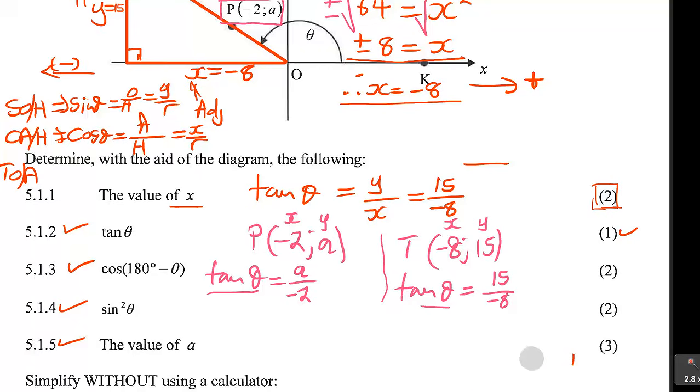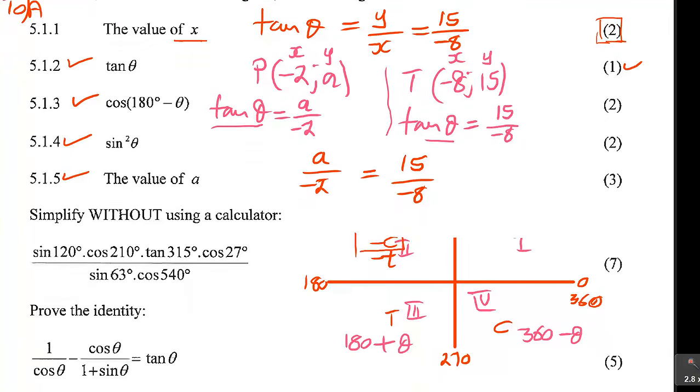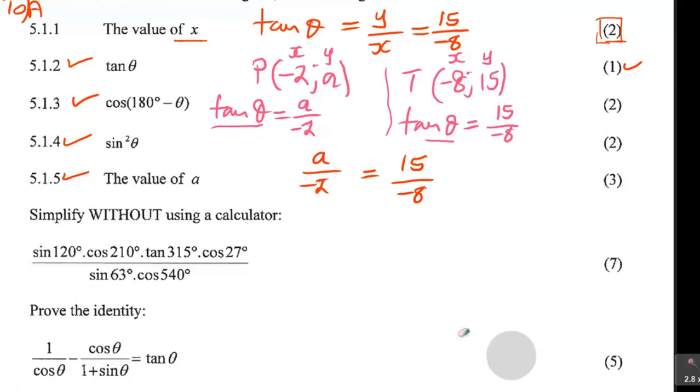I can equate to say these are equal, and then it means at this stage, therefore, a over minus 2, this part is equal to, because this is also another tan theta, 15 over minus 8. See that? You can actually use this part, and then you have to solve for theta. It's up to you how you solve it. So this is one way you could have done it, but there are many different ways you could have approached this.